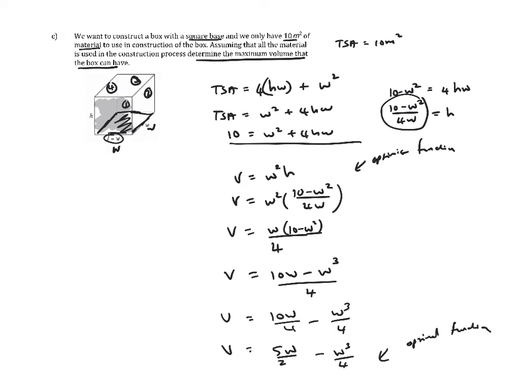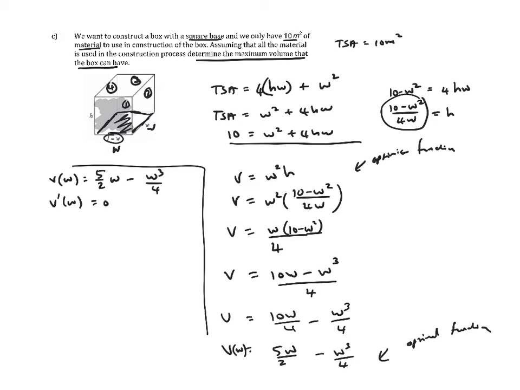So V(w) is equal to 5 over 2 w minus w cubed over 4. Then we're just going to find the derivative of V(w), set it equal to 0, and solve for w. So the derivative of V(w) is equal to 5 over 2 minus... oh, no, what am I doing there? Sorry, that is 3w squared over 4, and that is equal to 0.